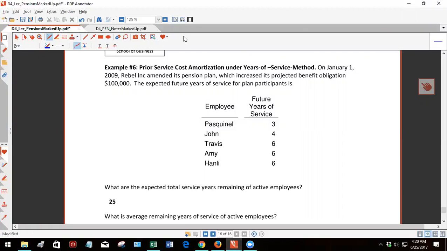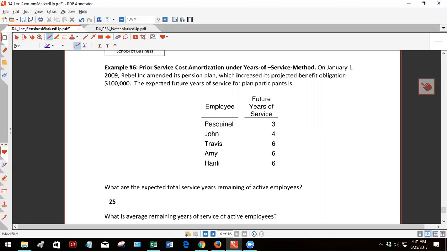This is example number 6 in the lecture note, prior service cost amortization under the years of service method. So this is the preferred GAAP method. Before, what we had done for prior service cost amortization is amortize on a straight line basis over the average remaining service life of active employees, which is acceptable but not preferred.